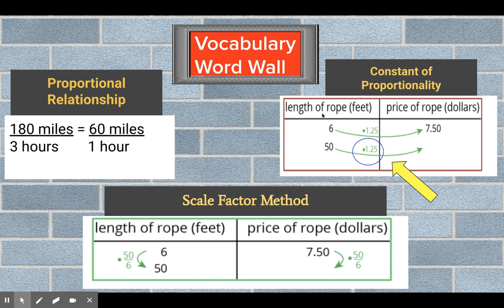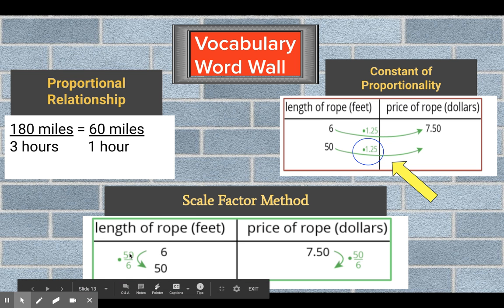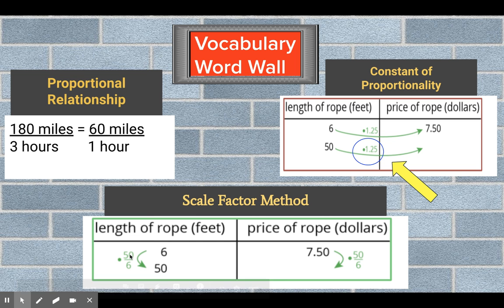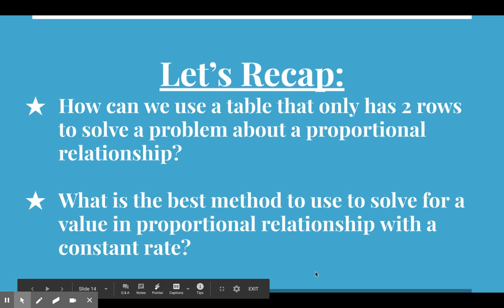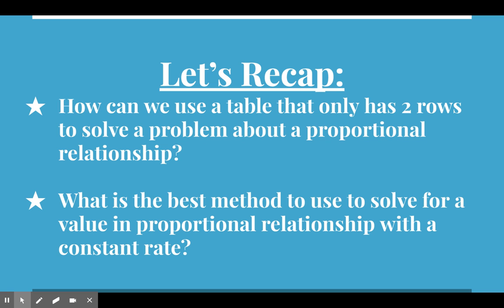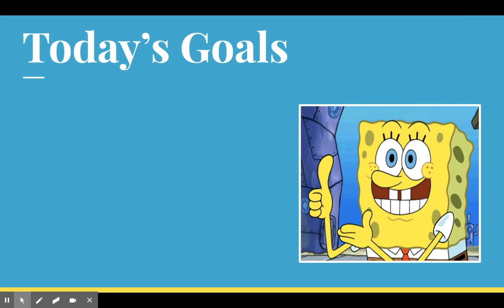So if we go back to the scale factor method, remember, if I take the second number and divide it by the first number, so in this case 50 divided by 60, that'll give me the answer for the scale factor method. Okay? So it also says, what is the best method to use to solve for a value in a proportional relationship with a constant rate? And again, it's your preference. But for me, I tend to like the constant of proportionality method best.